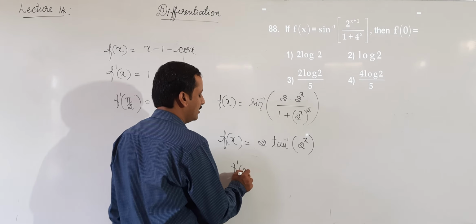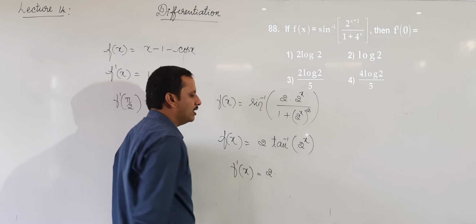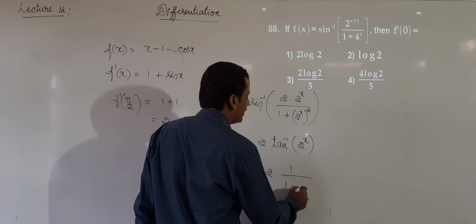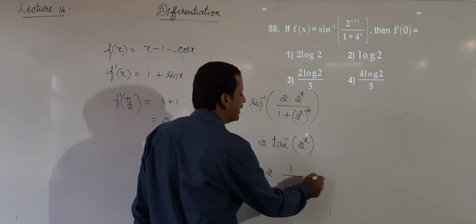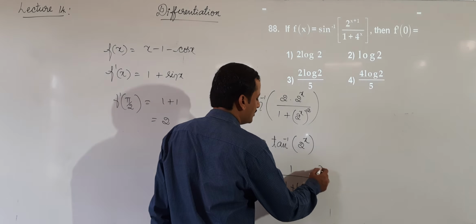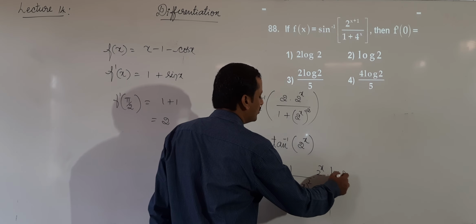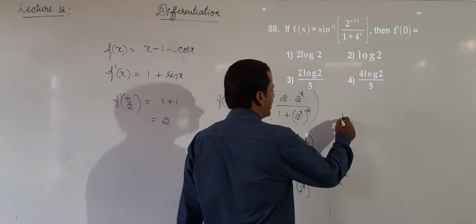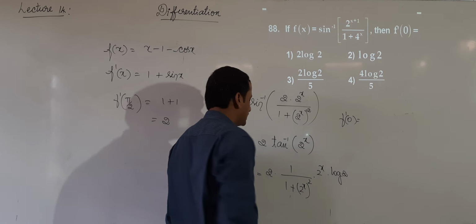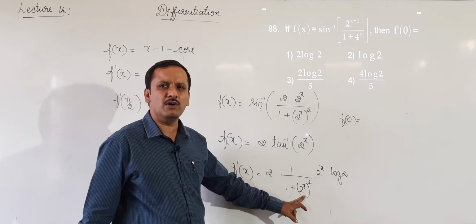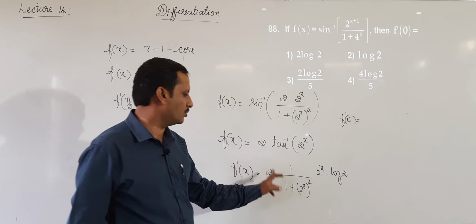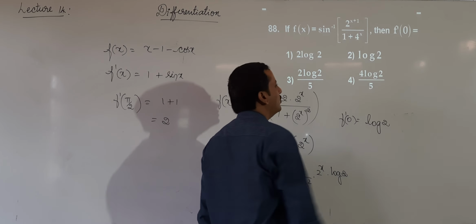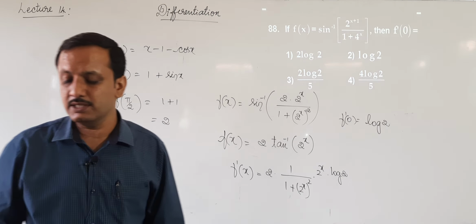Now differentiate it. F dash of x equal to 2 into derivative of tan inverse x, which is 1 by 1 plus x square. So, here you get 1 by 1 plus 2 power x whole square into the derivative of 2 power x, which is 2 power x into log 2. This is f dash of x. Now, I want f dash of 0. Put x equal to 0. 2 power 0 is 1. 1 plus 1 is 2. 2 gets cancelled. 2 power 0 is 1 into log 2. So, log 2 is the answer. That is the second option.